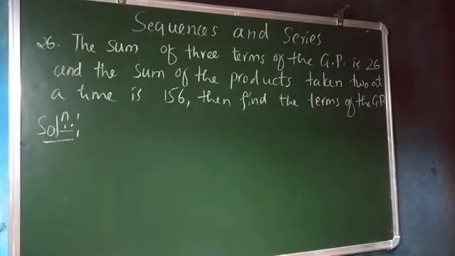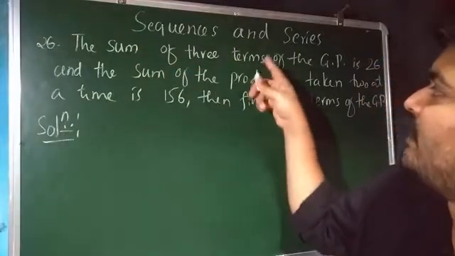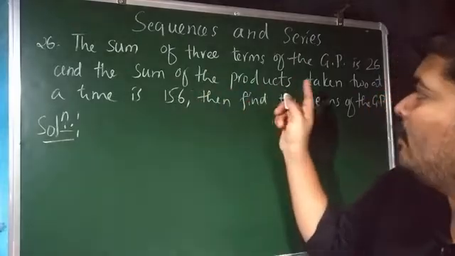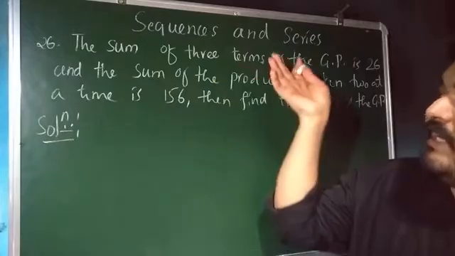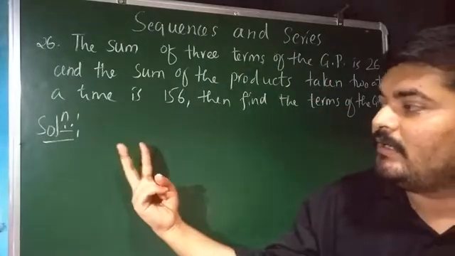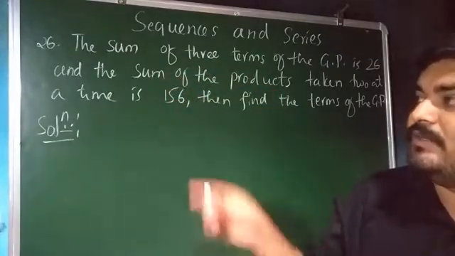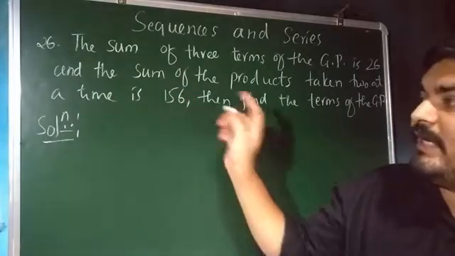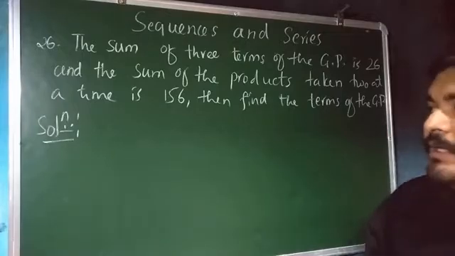Dear students, let me continue with the last problem for today's session. That is question number 26. It states that the sum of 3 terms of the GP is 26 and the sum of the products taken 2 at a time. That means out of these 3 terms, your task is to take the pair of terms, consider their products and then take their summation. That is the meaning of sum of the products taken two at a time is exactly equal to 156. Your task is to find the terms of the required GP.